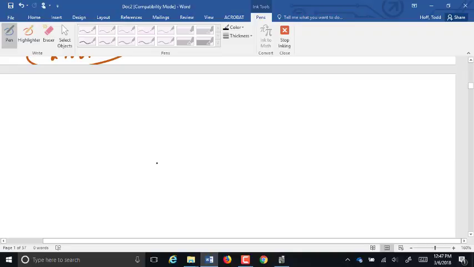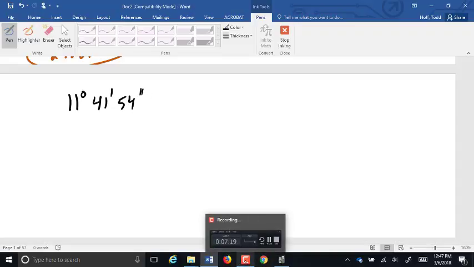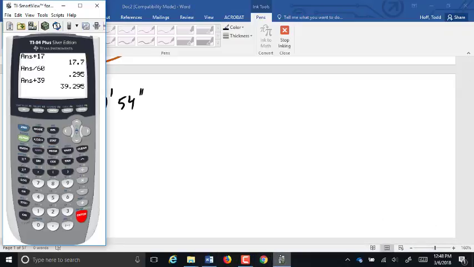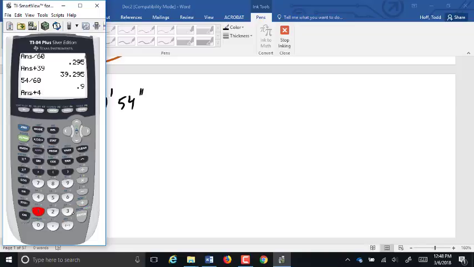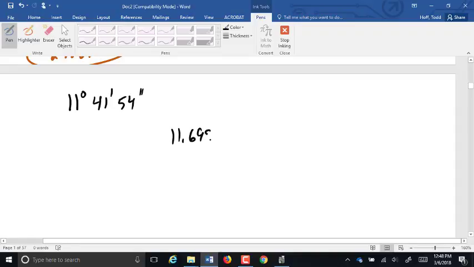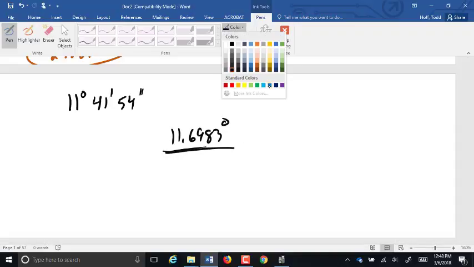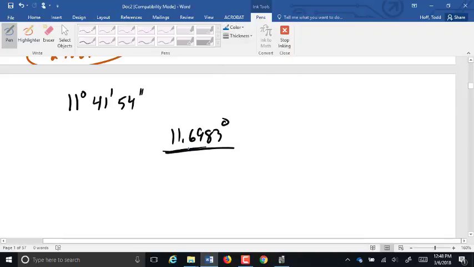Okay, I'm going to have you guys convert one. 11 degrees, 41 minutes, 54 seconds. I'll give you a minute to do that. So we're going to start out with the 54 and divide by 60. We're going to add the 41 to that. Take that total and divide by 60, and we're going to add the 11. So 11.6983 degrees. Typically, I'm going to ask that you go to 4 decimal places when we do decimal degrees. Any questions?